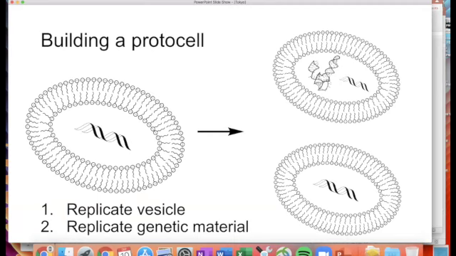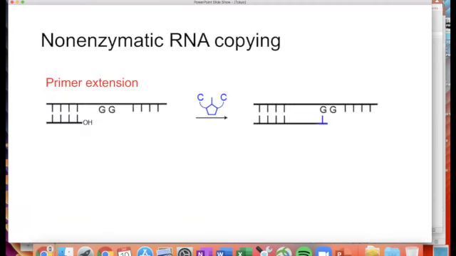This consists of both replicating the genetic material and the vesicle itself, and also the challenge of coupling the two processes to maintain an integrated unit. I work on the challenge of the copying of the RNA genetic material. There are two ways through which this copying could have occurred on the early Earth, to simplify matters. The first is by primer extension.